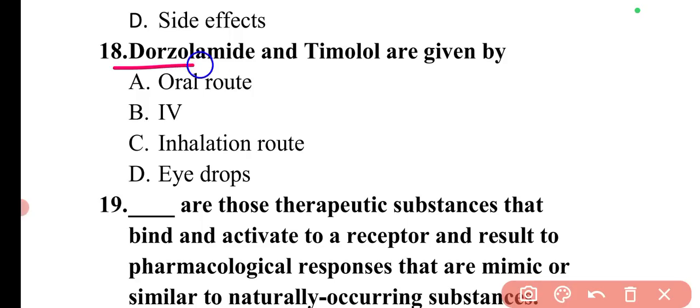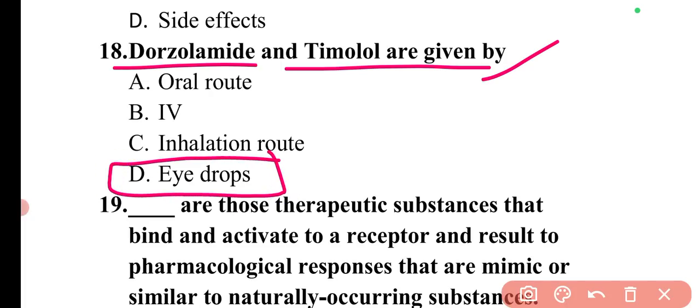Next question is dorzolamide and timolol are given by. So dorzolamide and timolol, these are the drugs which are given in the form of eye drops. So here option D is correct.